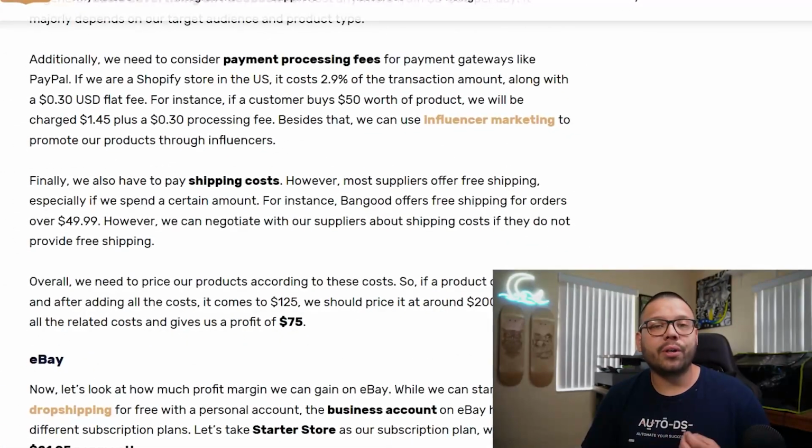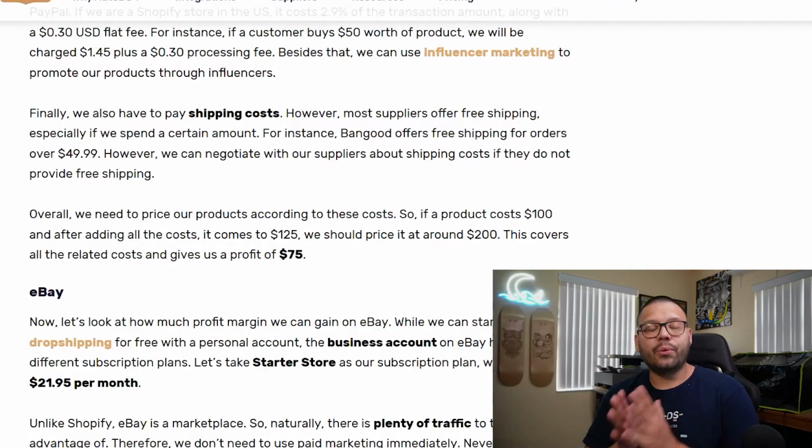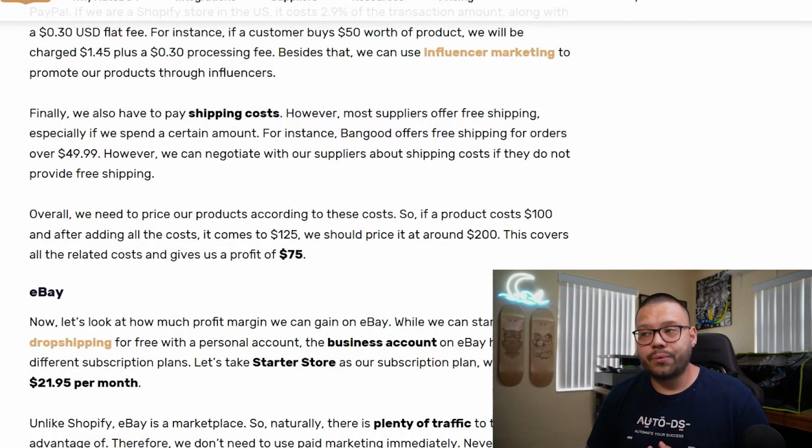Now, with Shopify, you are going to have transaction fees in the form of credit card fees. Now, these credit card fees are going to be about 2.9% plus 30 cents. And that's also going to depend on the plan that you have. So let's say your customer buys a $50 product, then you're going to be charged by the credit card company $1.45 plus 30 cents.